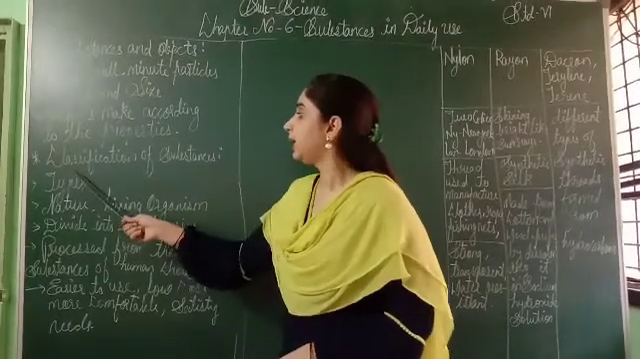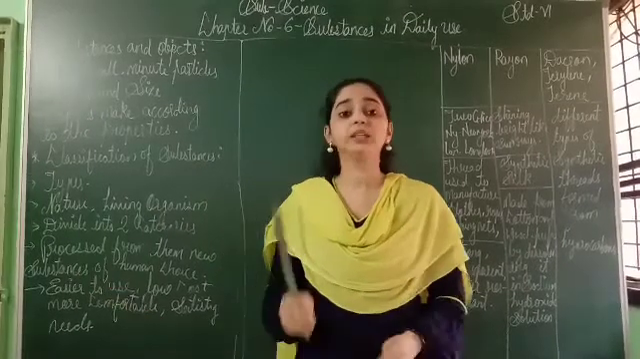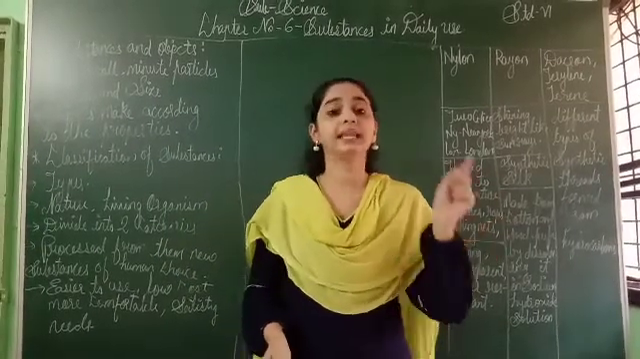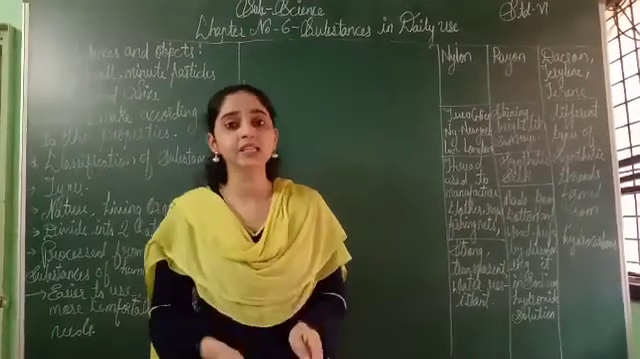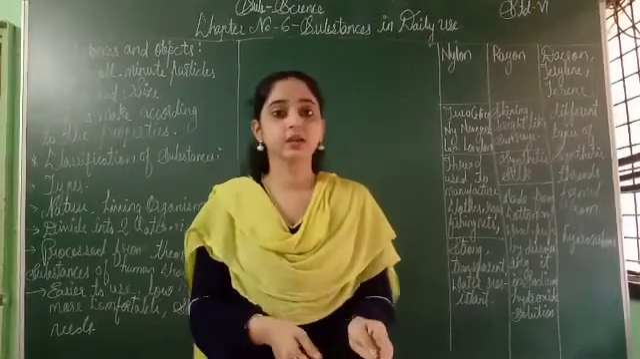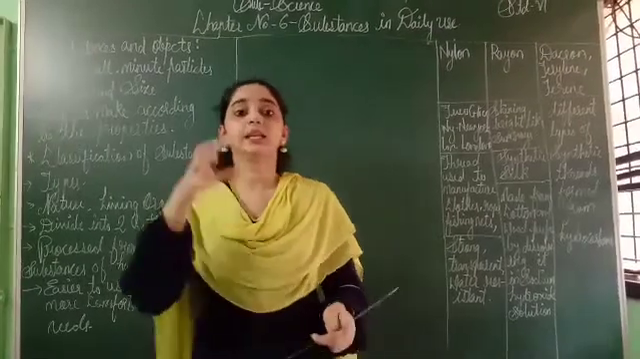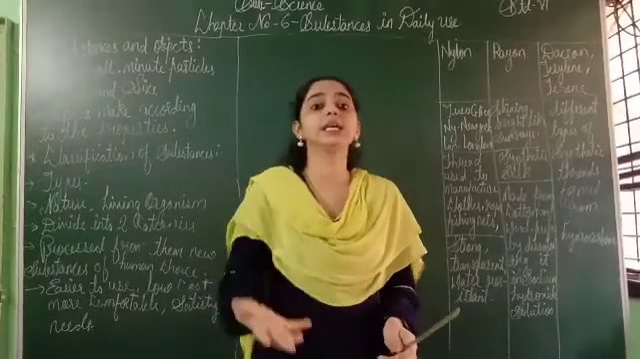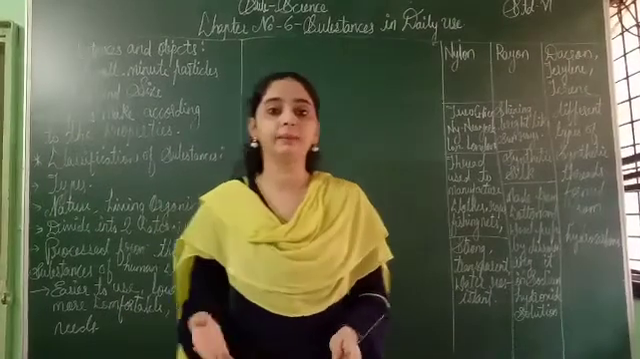Now the next point is classification of substances. Now we have to classify the substances. So there are two types of substances. First one is natural substances and the second one is man-made substances. Natural substances means the substances which we get from nature, that is plants, and from plants we get wood. And man-made substance means the substance which we get from nature, but the process or the changes are done by man, that is known as man-made substances.